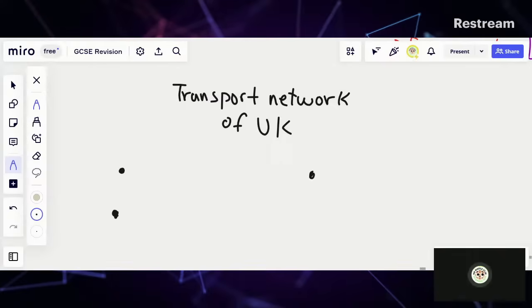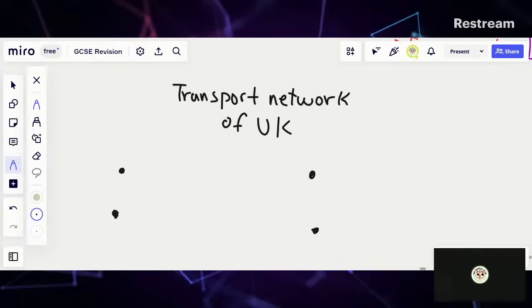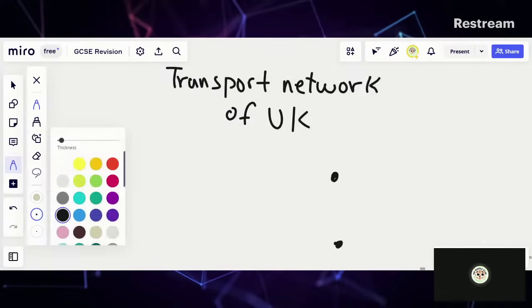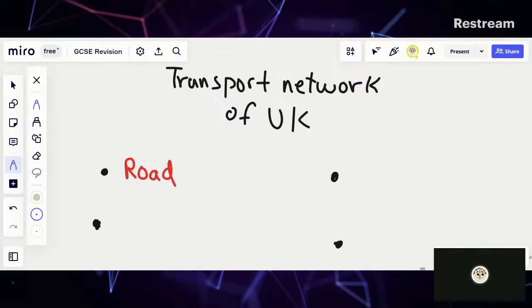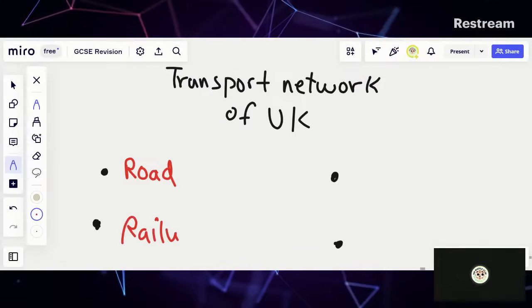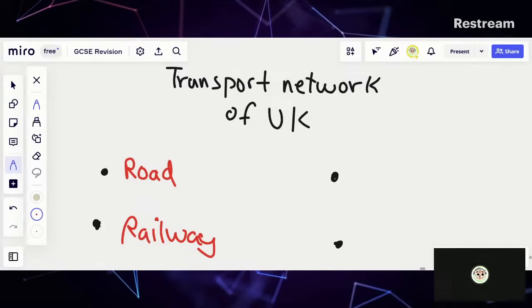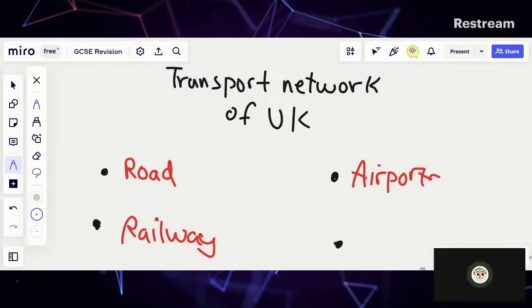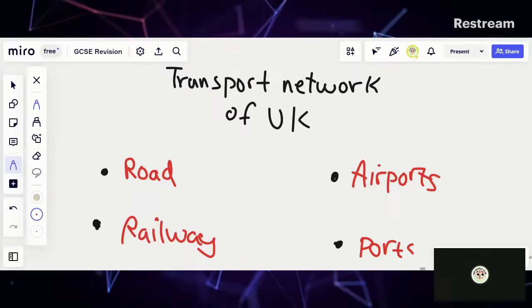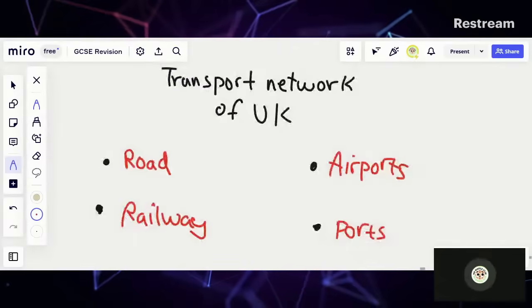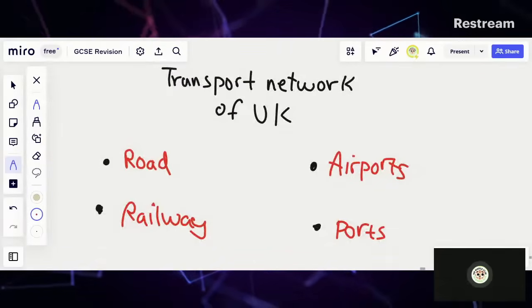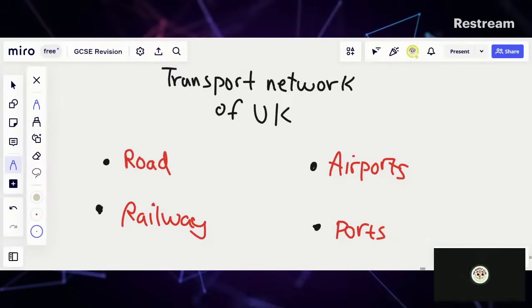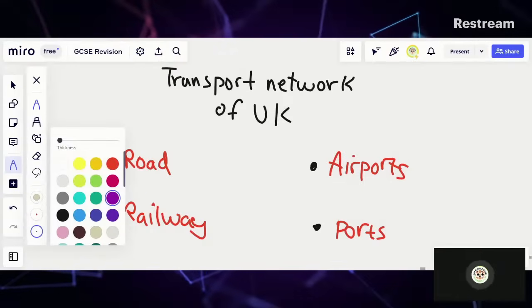So there's four main methods of transport. And the first, or not necessarily the first, but they include things like road, railway, which is just trains, airports, so air travel, and also ports. So those are the four main transport methods and ways in which people transport in the UK: through road, through railway, through airports, and through ports. So let's talk a little bit about each of them now.